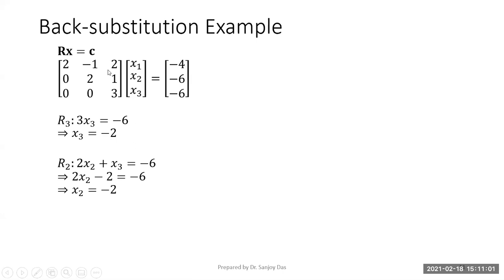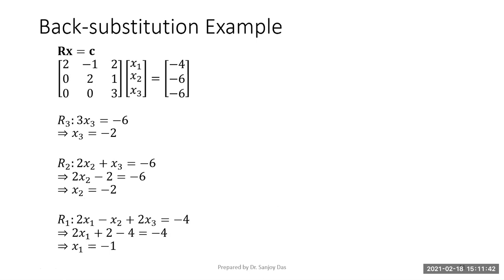Now I go one step further up, which brings me to the topmost row, and I can read it off. All the values except x1 are known. What do I have in row 1? Twice x1 minus x2 plus twice x3 equals negative 4. Whence, replacing x2 and x3 with these values, I have twice x1 plus 2 minus 4 equals minus 4, or x1 equals minus 1.